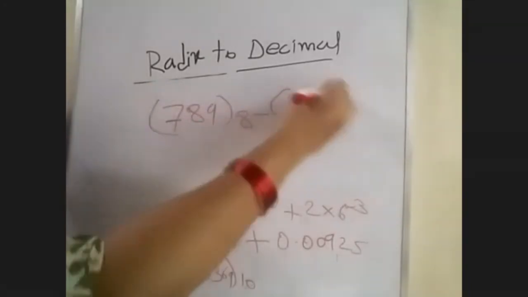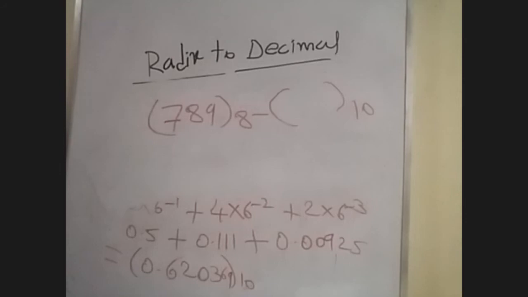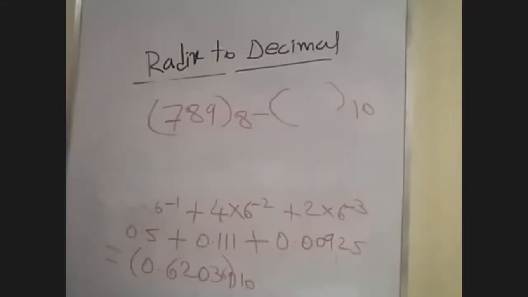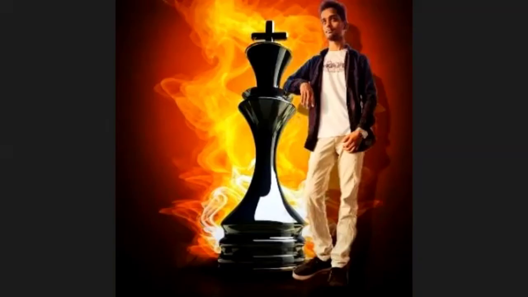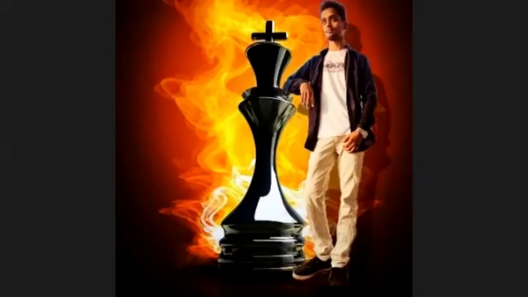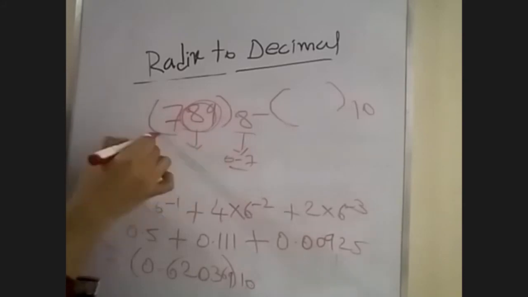Convert 789 base 8 to base 10. Is it possible? We will not convert, it's not possible, madam. Already we discussed, so why? Because octal digits are 0 to 7 only, but here 8 and 9 are also digits. So this is a wrong format. This is not an octal number.